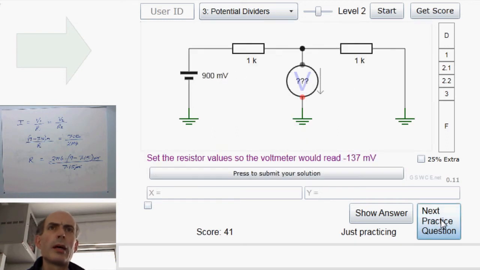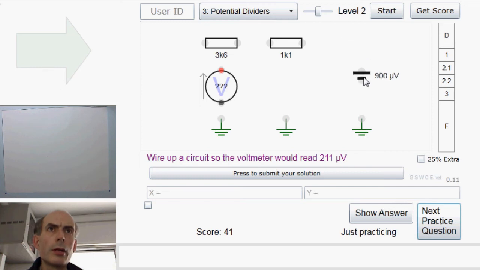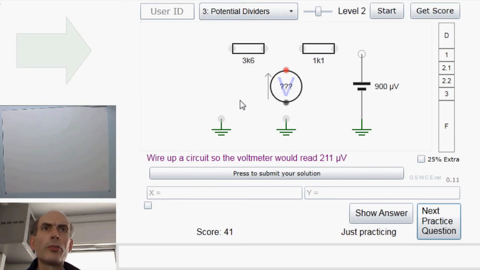Well, one more. Just done one like that. Let's try and find a different type of one. That's a different type of question. We want a circuit so the voltmeter would read 211 microvolts. Okay, well, we can build up a standard potential divider type of circuit like this, and you can really see there's only one decision to make in this case, which way round these two resistors will be.